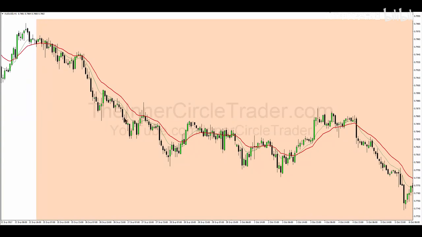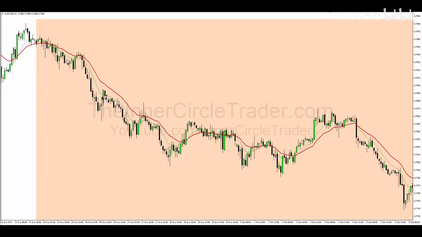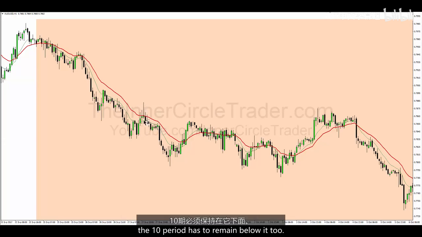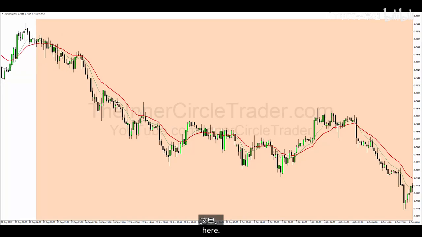Now notice we can spike through it, like we said before with the buys, but if we go through it, the 10 period has to remain below it too, it cannot cross over it. So we have an optimal trade entry sell here. And again, this is not an everyday setup. There's swings.